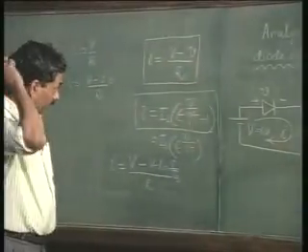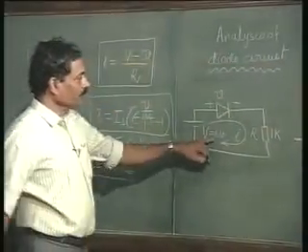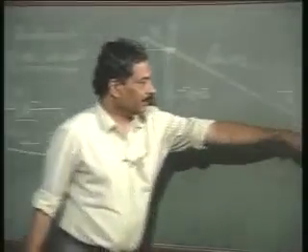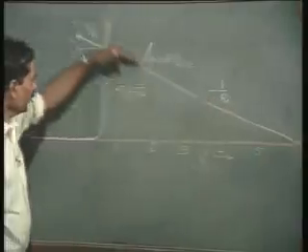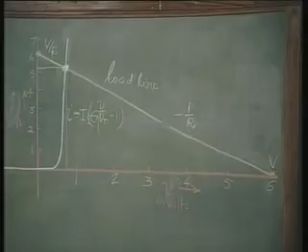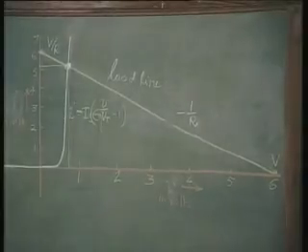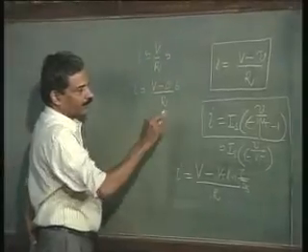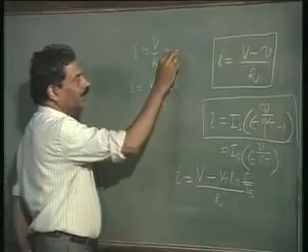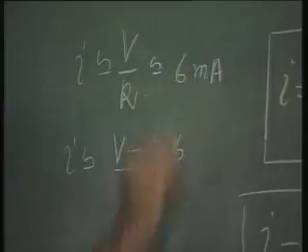Then we know that one intercept occurs at 6 volts by 1 kilo ohm, which is 6 milliamperes, and the other intercept is at 6 volts. So, if you join this line, it will intersect at this point, which is very nearly about 5 point some value. We would have got this approximate current here for this example chosen. V is equal to 6 volts, R is equal to 1 K. The current is very nearly equal to 6 milliamperes.